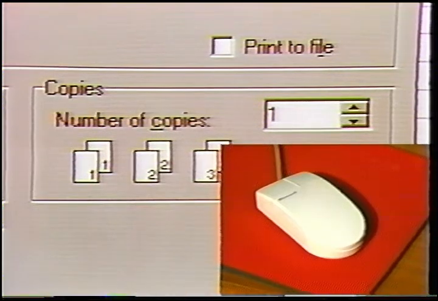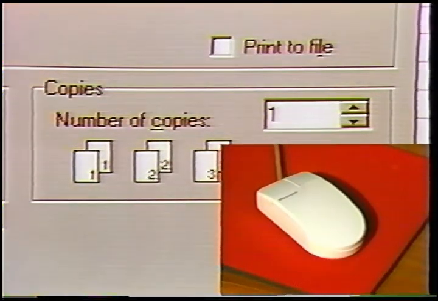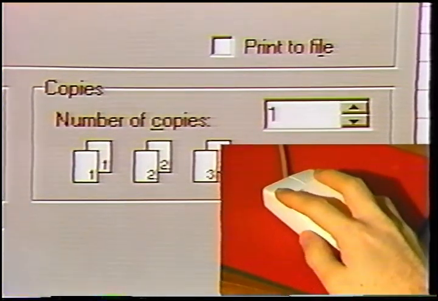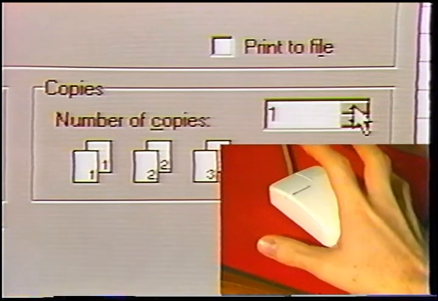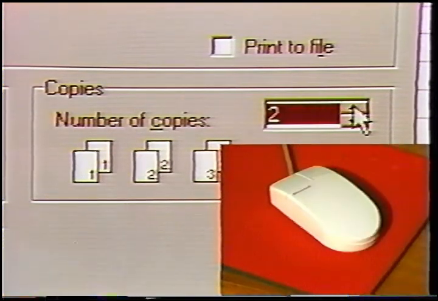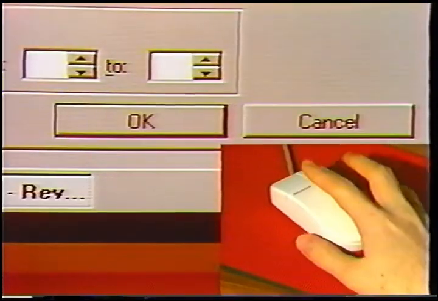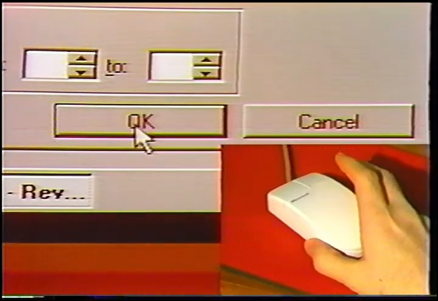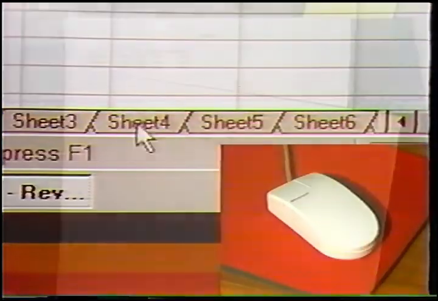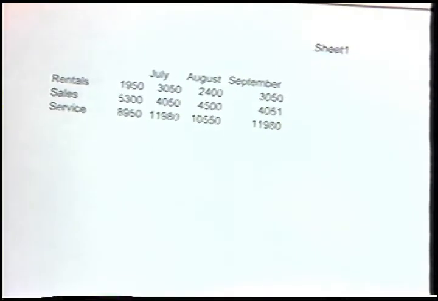While we're here, let's make 2 copies of this. We change the number of copies by clicking on these arrows at the right of the Copies box. So let's click once on the up arrow to change the number to 2. Click OK, and here's the selection we printed. Just the highlighted rows from our worksheet, and we have 2 copies of it.